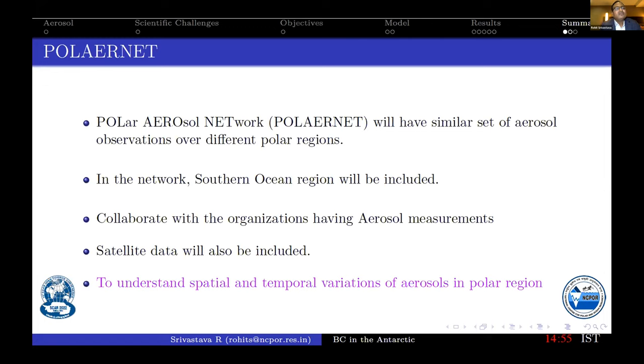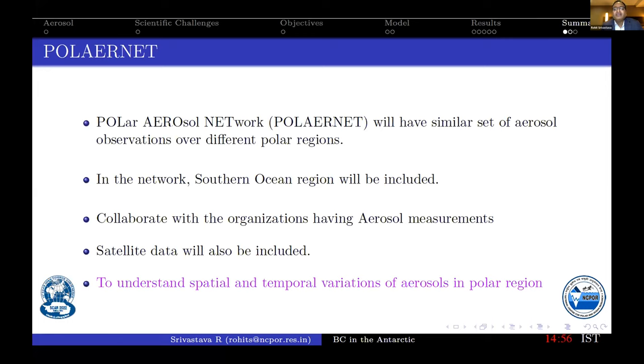This network also has the objective to collaborate with organizations having aerosol measurements so that we can have a very good database of spatial variations of aerosol based on in-situ observation, because satellite observations of aerosol have lots of uncertainties. So we require in-situ observation in order to validate the model results.